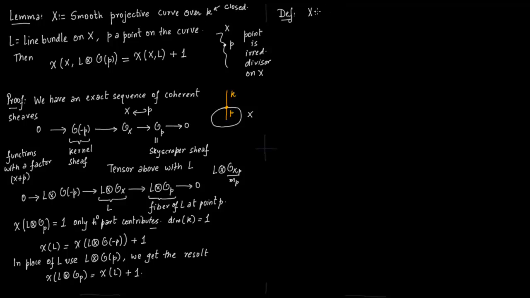Now we come up with an important definition. Again, let X be a smooth curve over K and D be a divisor on X. The degree of the divisor D, which is given as the summation of Ni Pi, is nothing but the sum of the coefficients.